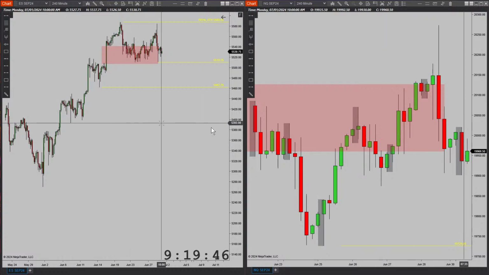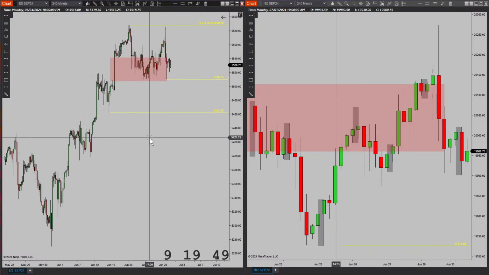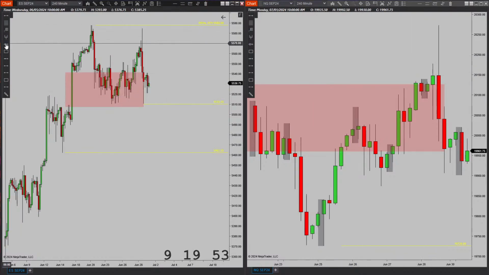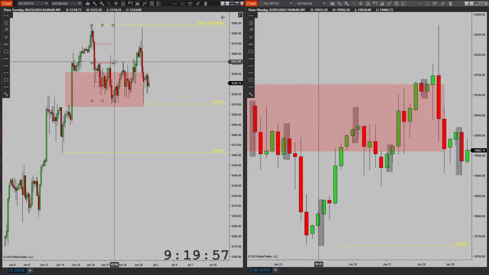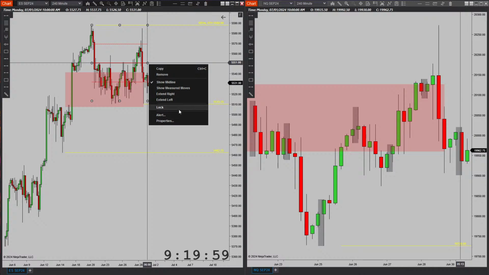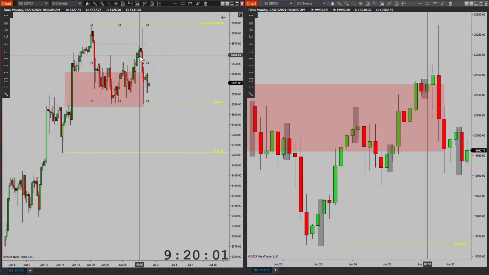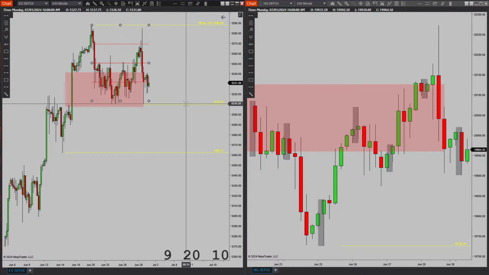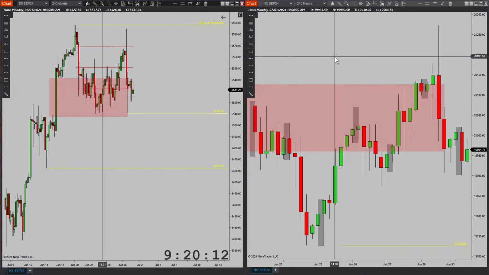Here we go. All right, so what I'm going to do is add a dealing range here. I'm going to expand that. We're going to lock it... actually, no, we're not going to lock it. We're going to lock it right here. Actually, let's bring it back some. Let's lock it there. Okay.